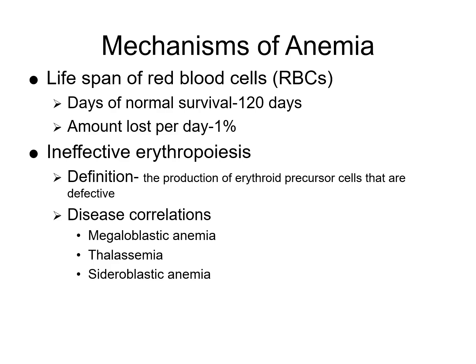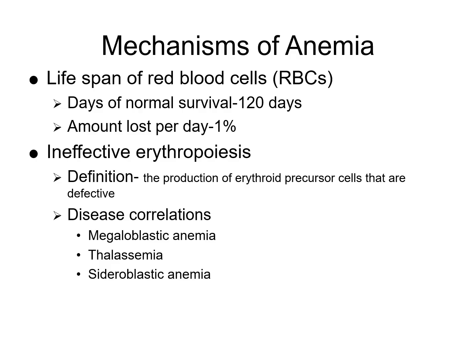If we have ineffective erythropoiesis, the definition of that is the process by which erythroid precursor cells in the bone marrow are produced, but are defective and unable to mature properly. This leads to their premature destruction within the marrow before they even get a chance to get into circulation.